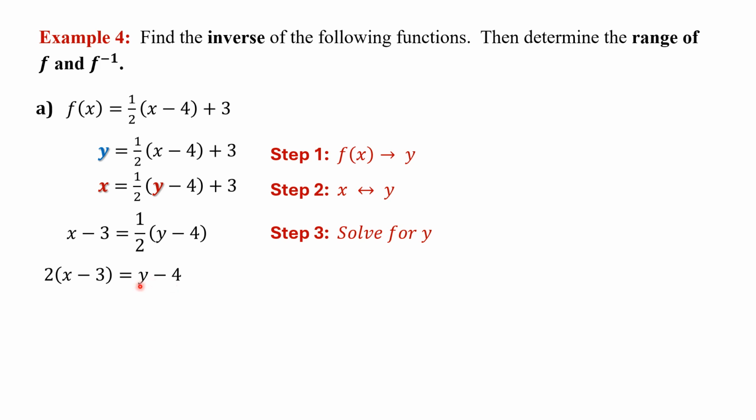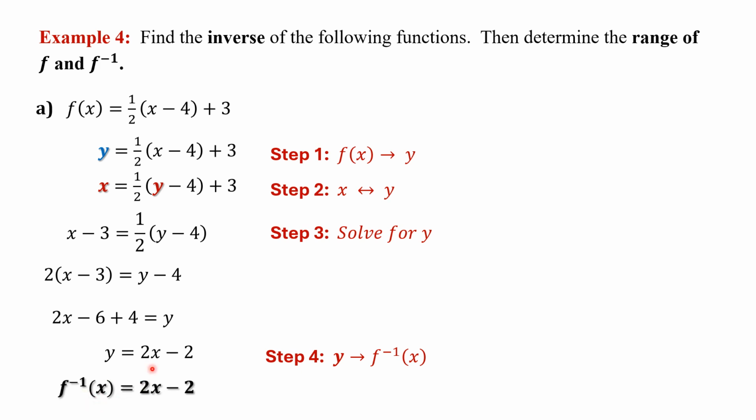And then isolating the y, moving negative 4 to the other side, and distributing this 2 in x minus 3 at the same time. So we will have 2x minus 6. Then moving negative 4 to the other side, it will be plus 4. And simplifying this, y will give us 2x minus 2. And then for the last step, replacing y by the f inverse notation. So y is replaced by f inverse of x, which is equal to 2x minus 2. So this is the answer for the first question, finding the inverse of the given linear function.